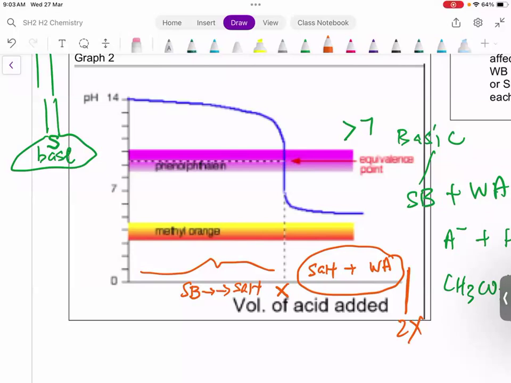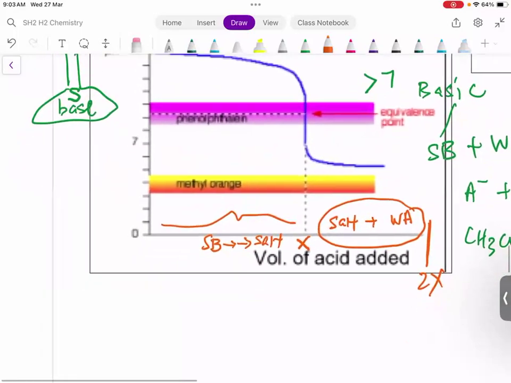Do you need me to explain graph 3 and graph 4? No need? So we are done with this part.